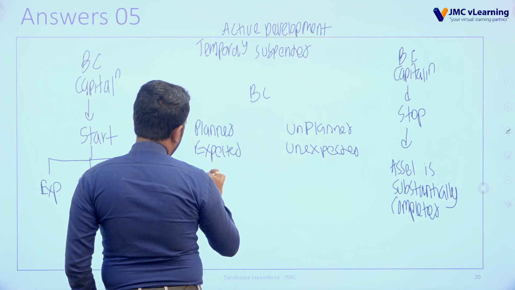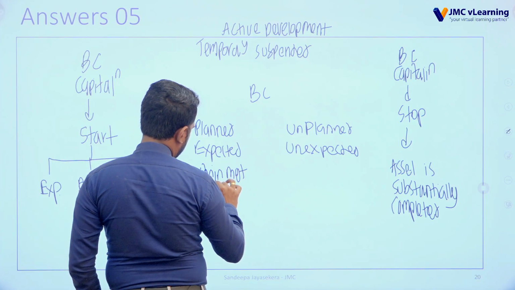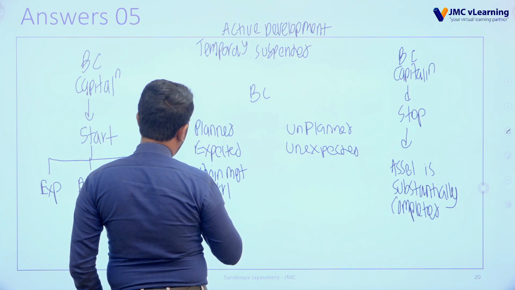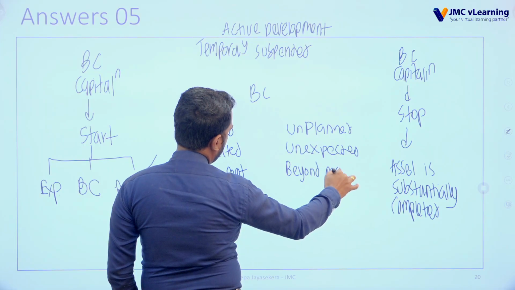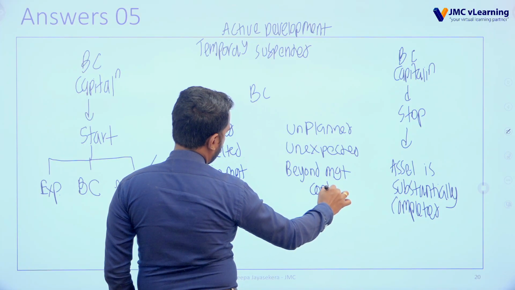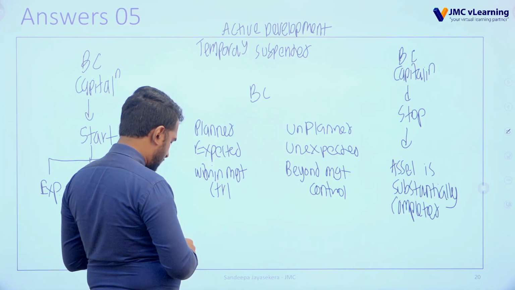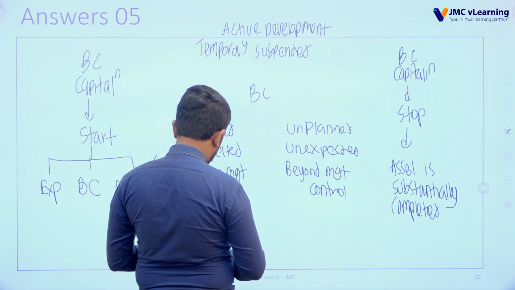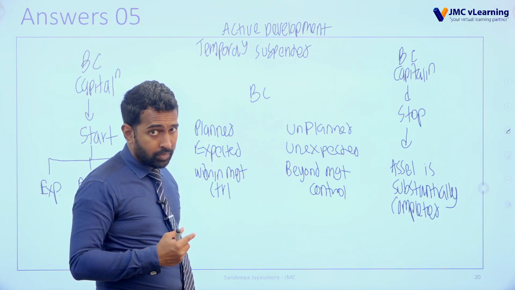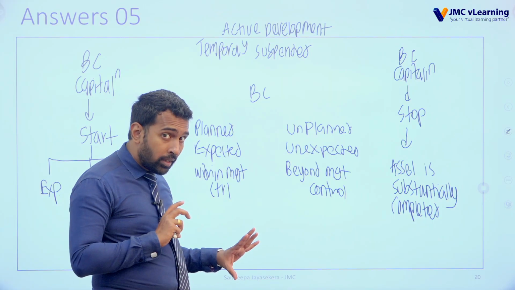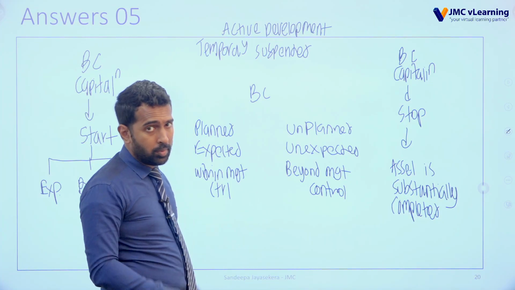Is it something within management control or is it something beyond management control? They are asking for the reason. Was it something planned or unplanned? Was it something expected or unexpected? Was it something controllable or uncontrollable?